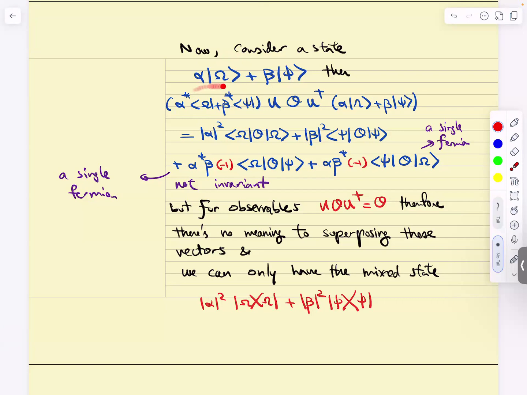Now, if you take this state literally as the state that exists, put an observable in the middle and calculate the expectation value, you'll get these two terms, right? But you would get these two terms.